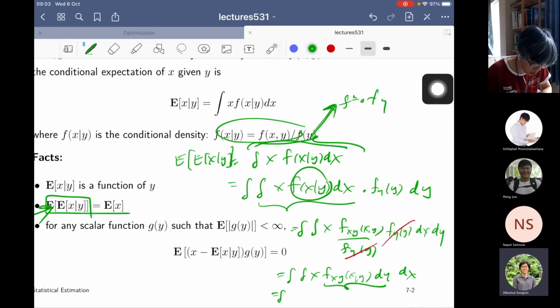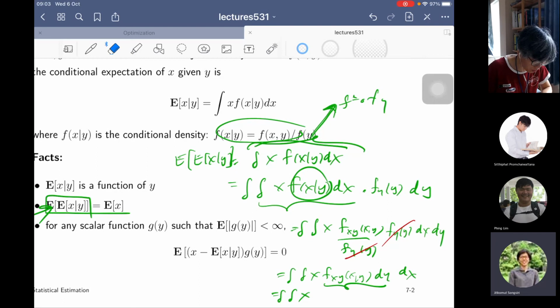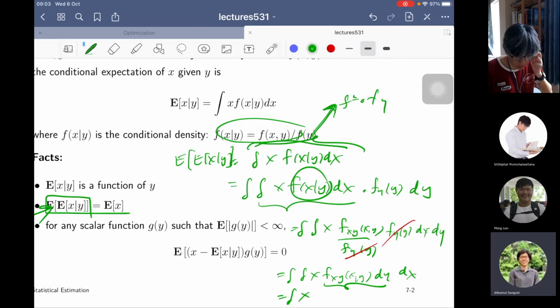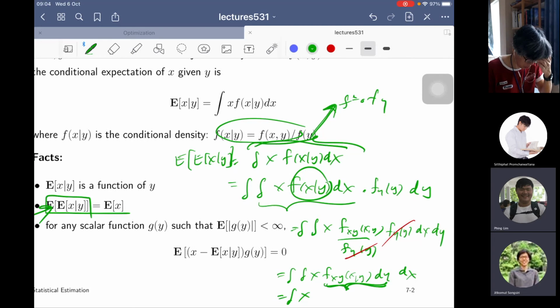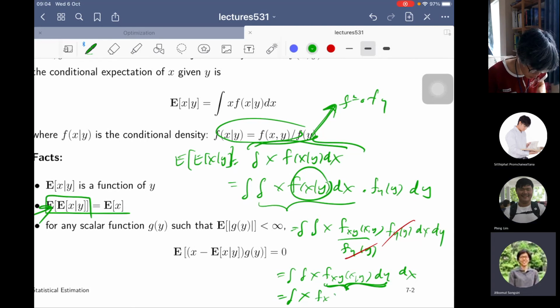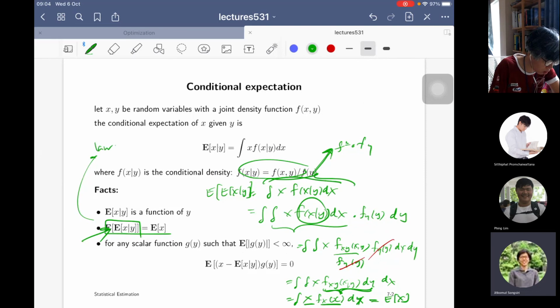So what do I get after I integrate with respect to y? I integrate the joint distribution with respect to one variable, y. Yes, we get the marginal of x, right? We integrate the joint with respect to y, we get the marginal of x. Oh, sorry, this is dx. And that is, integrating x times the marginal of x, that is E of x. All right. So this is important. This is called the law of iterated expectation.